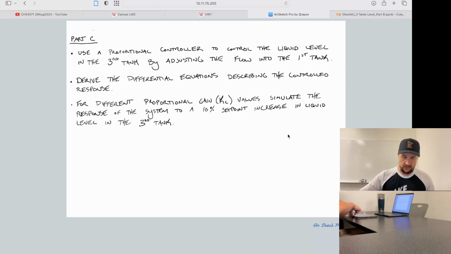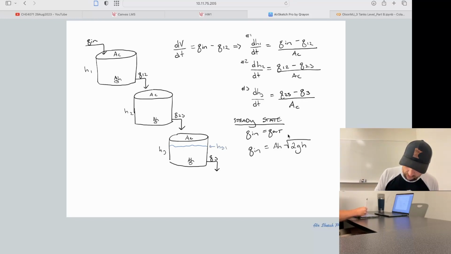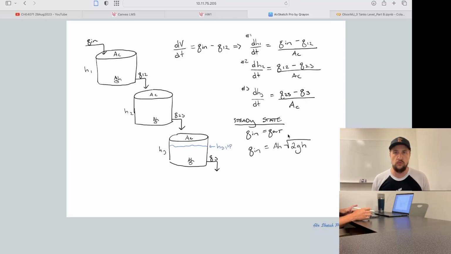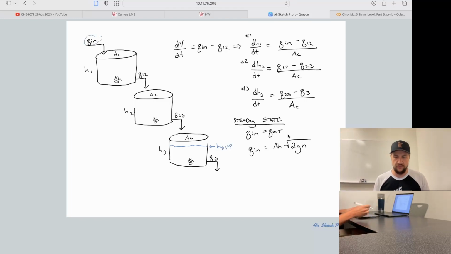Let's go ahead and start off by going back to the three tanks that we talked about in part B. We have our three tanks here and our flows going into each. The additional thing we're adding here is our set point in tank 3. We're going to do that by manipulating the flow coming in to the first tank. So let's go ahead and model out how we're going to do that.